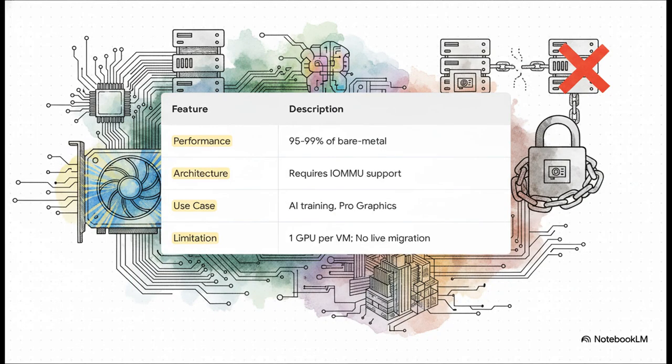Now this is where it gets really interesting because it's all about the trade-offs. Look at that performance row. You're getting 95 to 99% of bare metal speed. That's incredible. It makes it the obvious choice for really heavy stuff like AI training or high-end graphics workstations. But, and it's a big but, look at the limitation. It's a strict 1 GPU per VM rule. And things like live migration? Nope. Not happening. You are trading all of that operational flexibility for raw, unadulterated power.